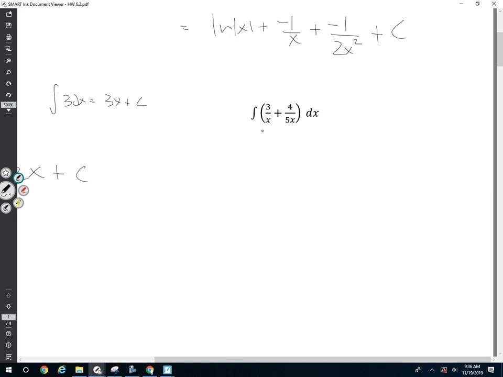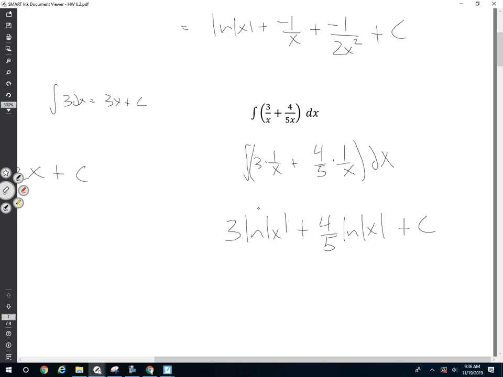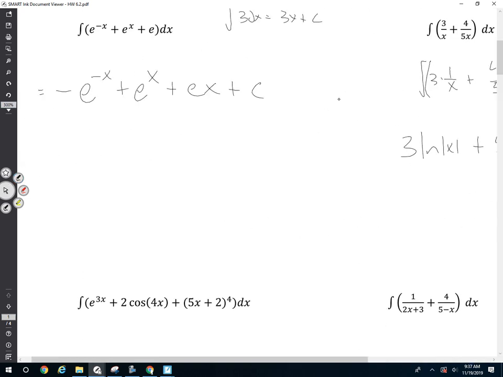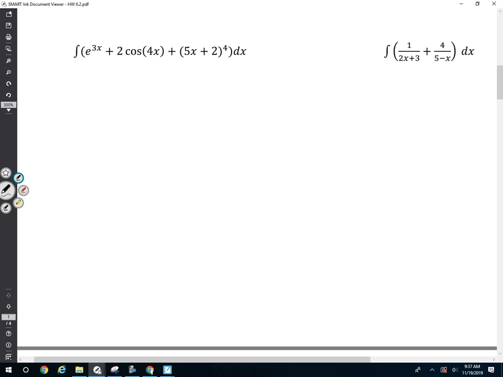If I have constants here, this 3 over x, this 4 over 5x, just don't worry about it. We could write this as 3 times 1 over x plus 4/5 times 1 over x. So this should not worry you. And again, the constant multiple rule for antiderivatives would be the constant times the antiderivative, the constant times the antiderivative, and we're good. That looks a little nicer. Okay, now we're getting into the whole antiderivative of f of ax plus b.